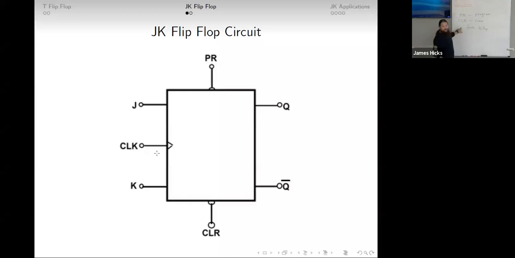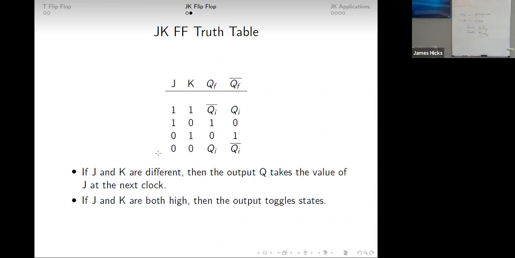If that name sounds familiar, Jack Kilby, you might be thinking of Jack Kirby, the comic book guy that came up with like everything, Fantastic Four, all those comic books. Jack Kilby was JK, not the comic book guy.